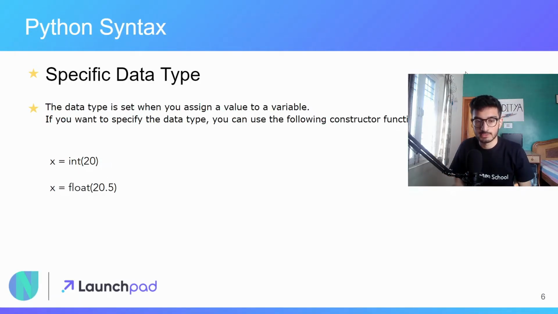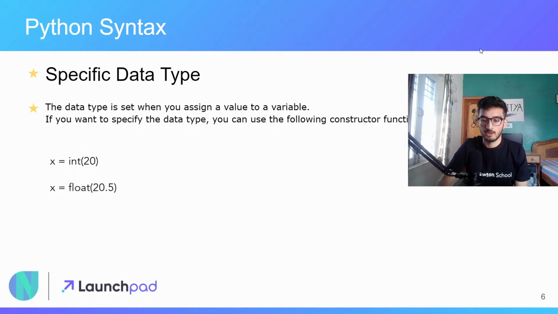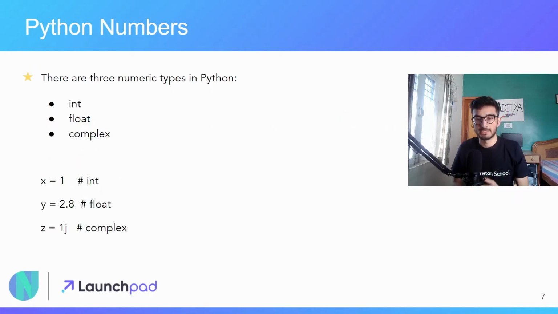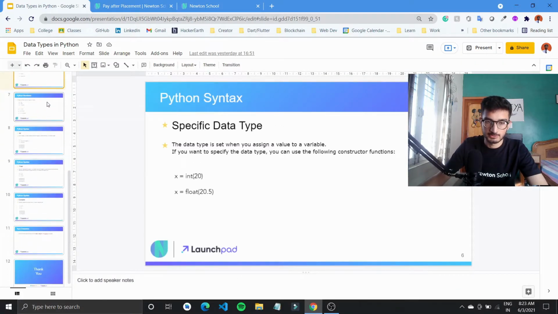Now you can also specify the data type. You can assign a value to the variable and also set the data type. If you want to specify the data type, you can use the following constructors, as in int. You can give it an integer, float, you can make it like this. Now before we go over the specific data type, we need to know the differences between the three numeric data types. I will come to the specific data type in the end.